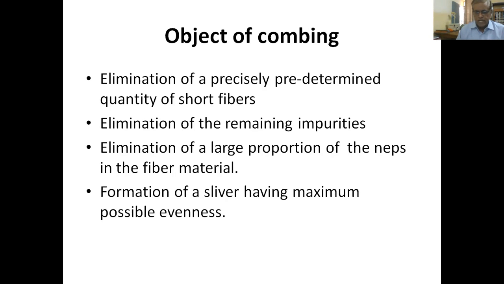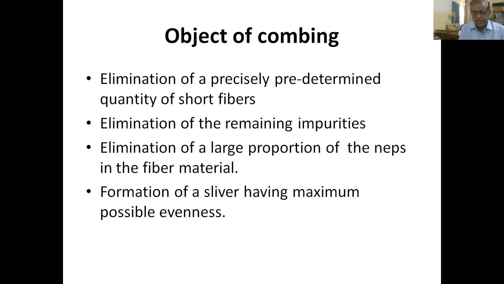So the first object of combing is elimination of a precisely predetermined quantity of short fibers. Means cotton fiber contains short fibers. Fibers are not of equal length, so we have to remove the short fibers. Only the long fibers are good for spinning, and if we remove the short fibers, then there will be improvement in the yarn quality and fabric quality.